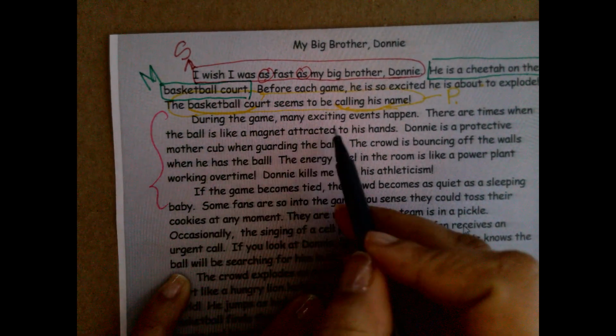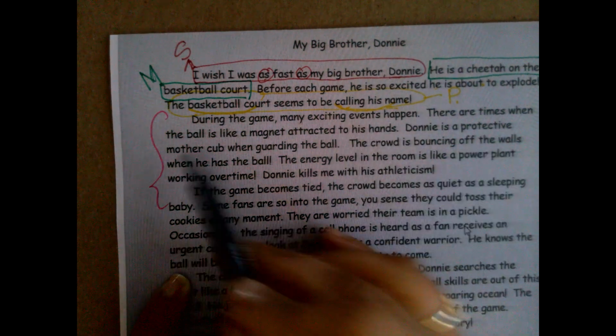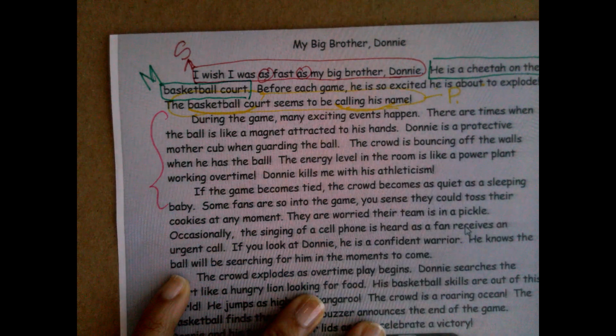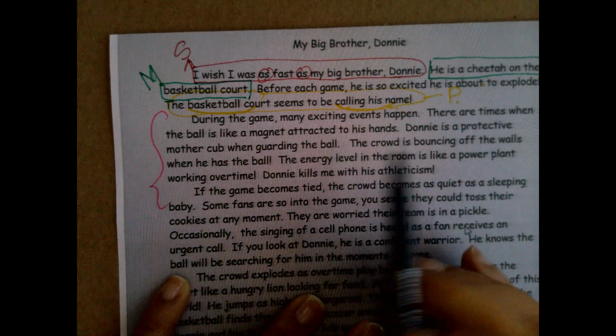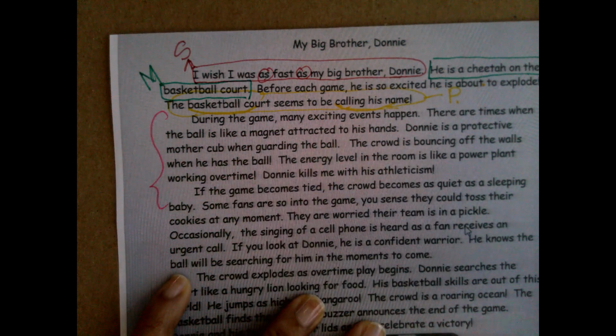During the game, many exciting events happen. There are times when the ball is like a magnet attracted to his hands. What would you say that is? What are you thinking? And you will take their hands. Okay, I'm thinking it's a simile because I see "like," and a simile uses "as" or "like."